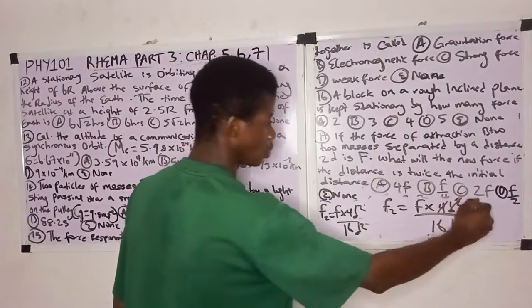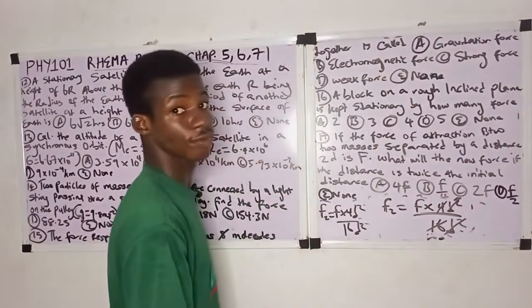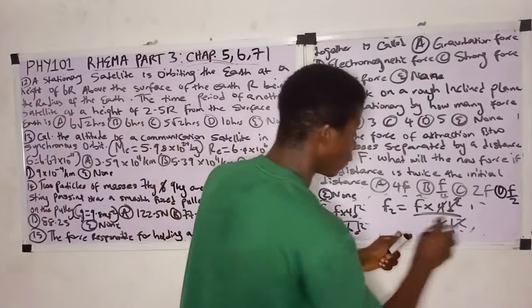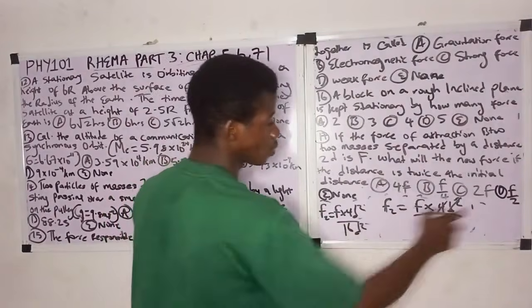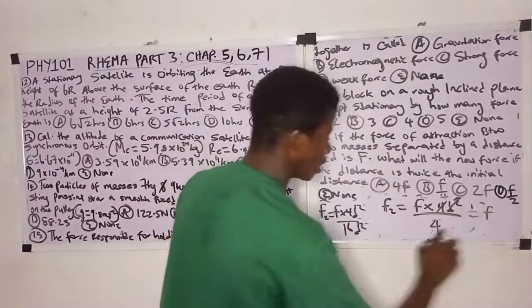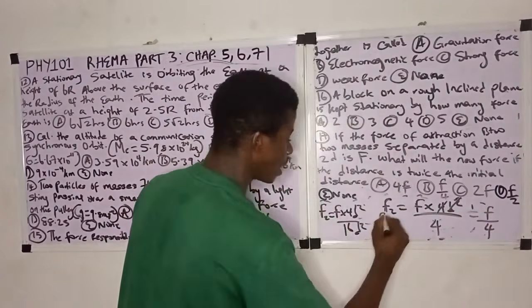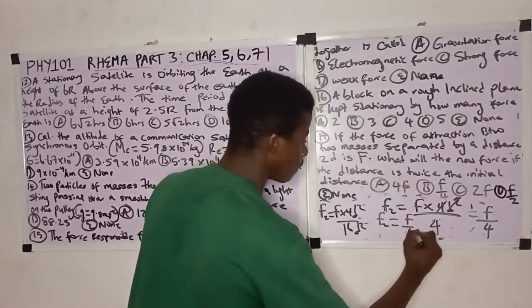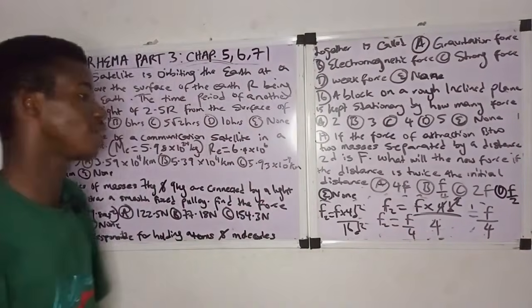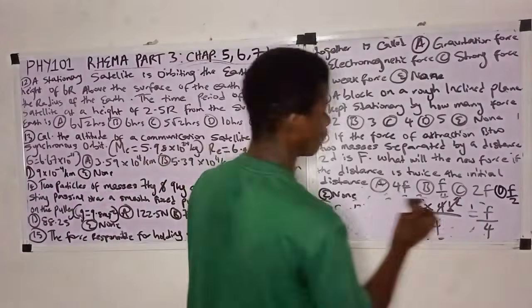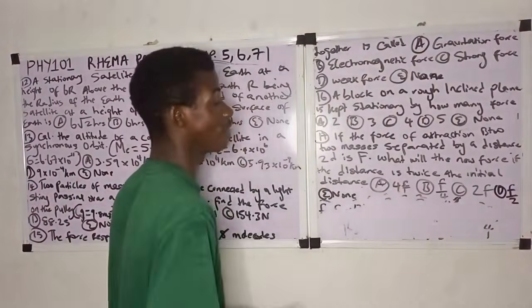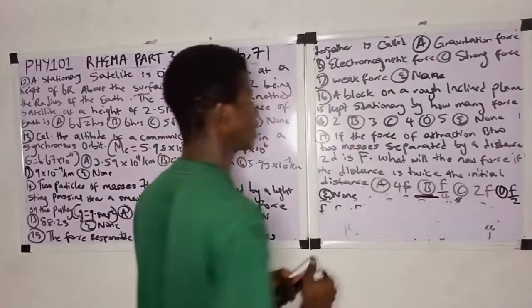4 here is 1. 4 into 16 is 4, right? So it's 4. Therefore, F times 1 will give us F, then divide by 4. Therefore, our F2 is F over 4. So where's our answer here? Our answer is B. So F over 4 is the answer B.